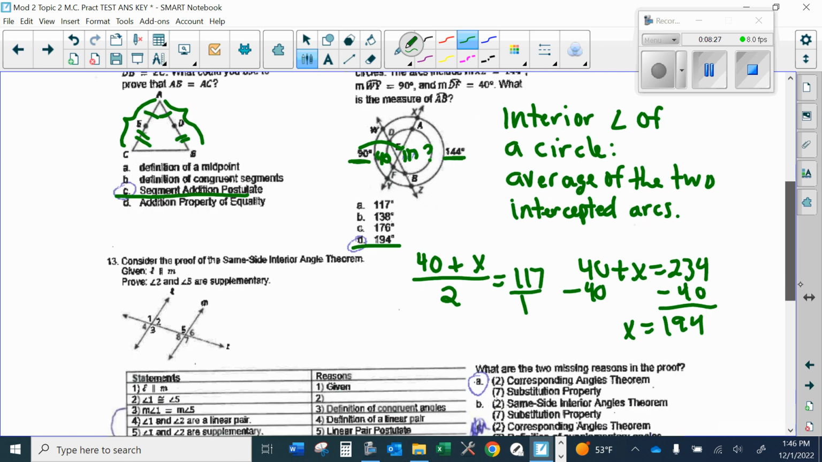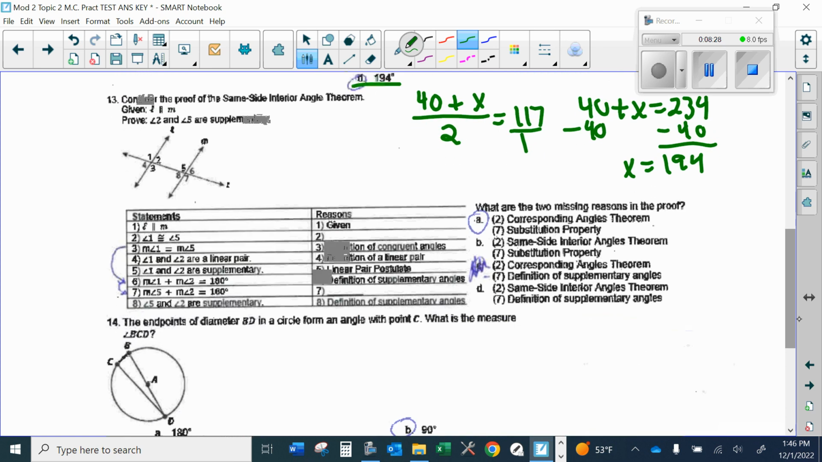Okay, next. It just wanted us to figure out this blank right here. Okay, why is angle 1 congruent to angle 5? Where you see it, they're parallel. So we know those are corresponding angles. So the corresponding angles theorem tells me, okay, this is knowing your angles right there.